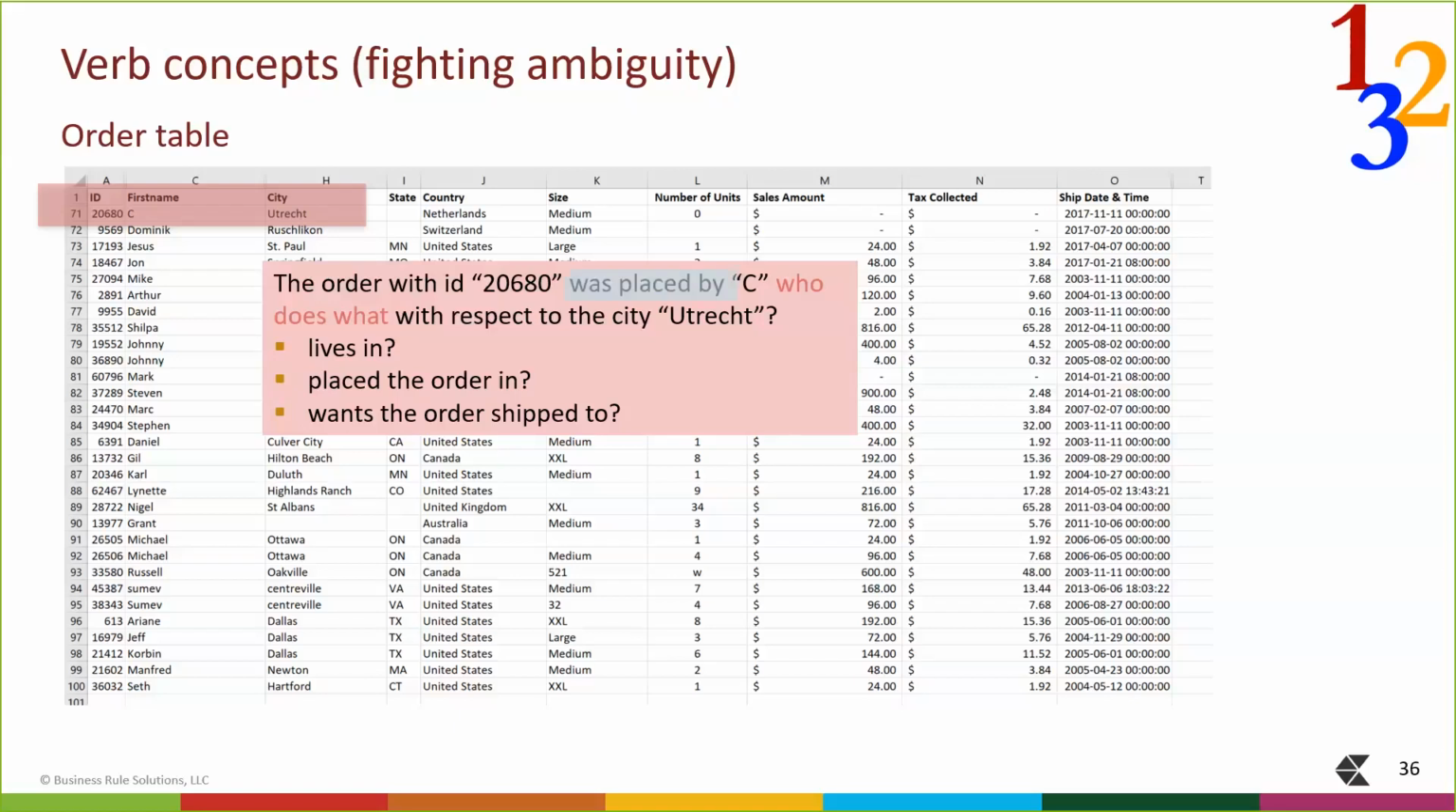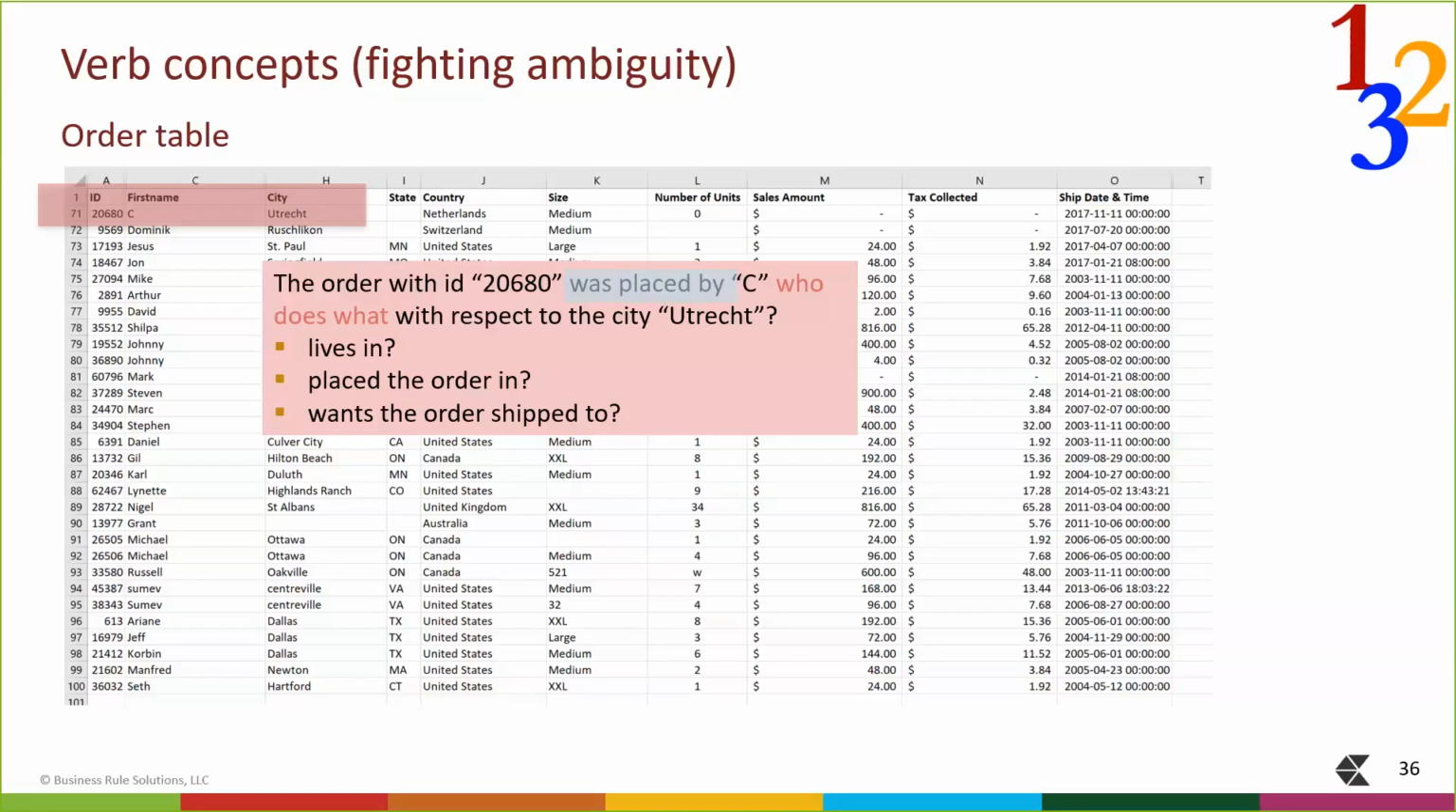Actually, the problem is even worse than what I say, because I sort of slipped by this little phrase on you, but I was making the assumption that the order 20680 was placed by the person C. But how can I be really sure about that? There could be some other connection. Maybe it was a person who ordered it for someone else. Maybe it was some other third party.